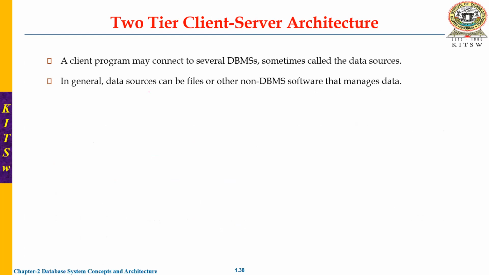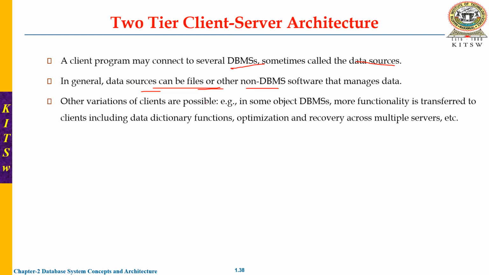A client program may connect to several DBMSs, several database management systems, sometimes called the data sources. In general, data sources can be files or other non-DBMS software that manages data. Other variations of clients are possible. For example, in some object DBMSs, more functionality is transferred to clients, including data dictionary functions, optimization, and recovery across multiple servers.